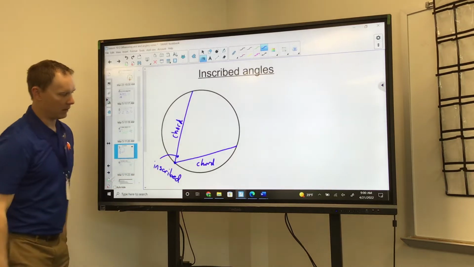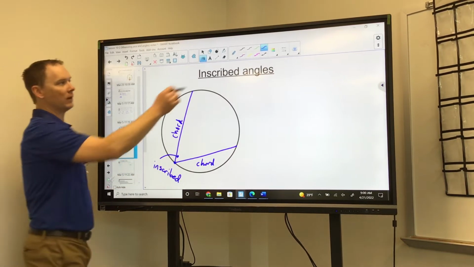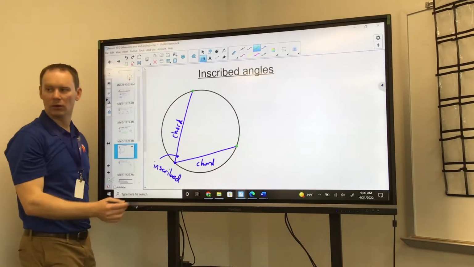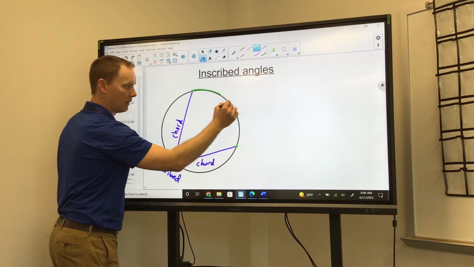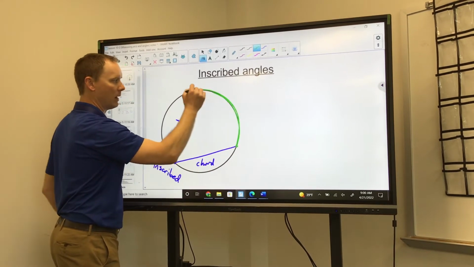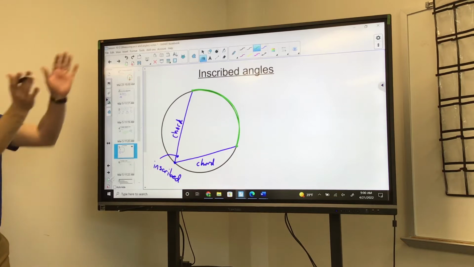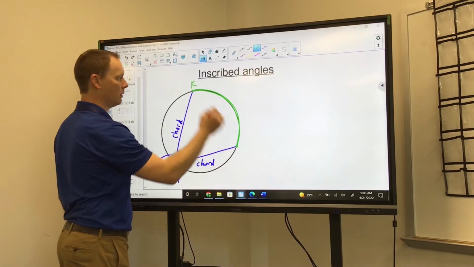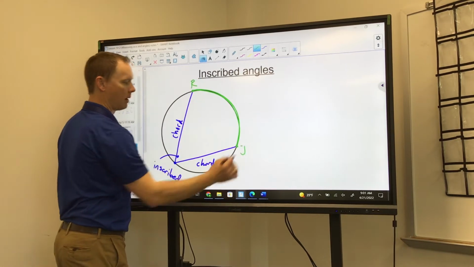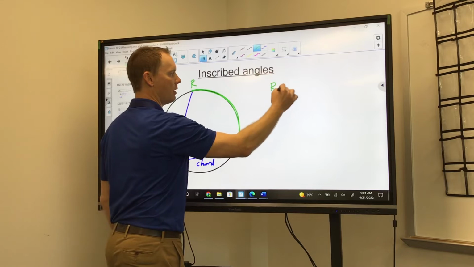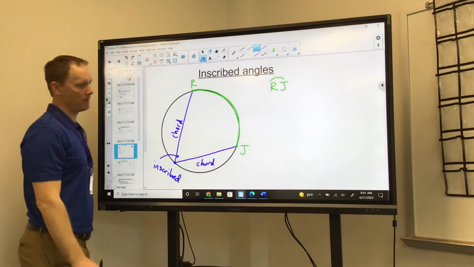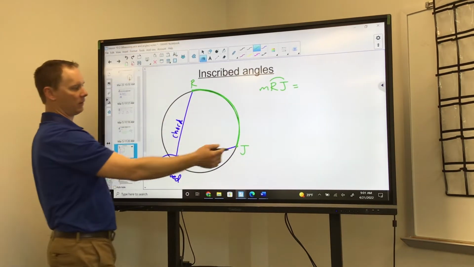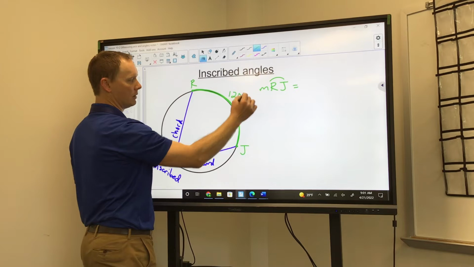But that's an inscribed angle, okay? Now, notice that this inscribed angle, these other ends intersect the circle and kind of open up to an arc, okay? And I'm just going to call this R, let me call that arc RJ, okay? And let's say that it has a degree measure, just like we talked about before. Let's say this degree measure is 120 degrees.